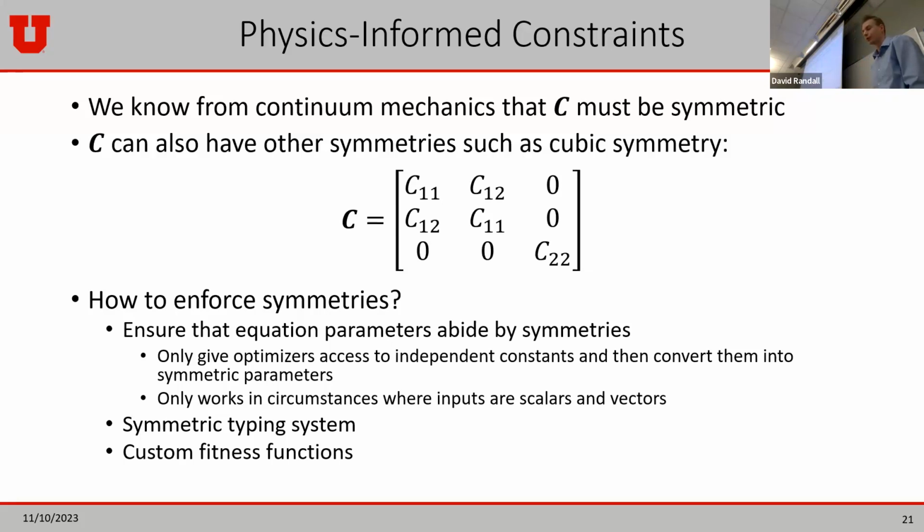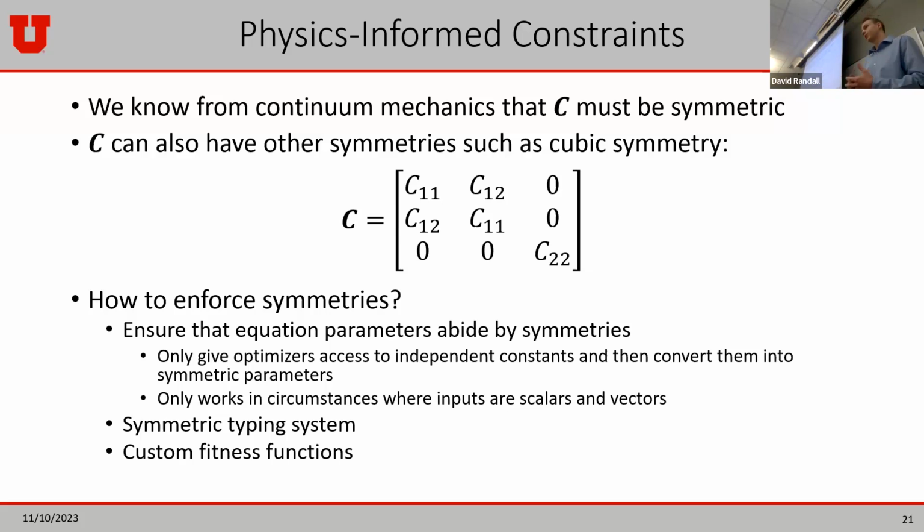The way we do this is that we only give optimizers access to the parameter values that it needs. For example, if we wanted to ensure that a parameter was symmetric about its main diagonal, we would only give access to the upper triangular portion of the parameter, and then before that equation was evaluated, we would convert that upper triangular matrix into a full symmetric matrix. We can do a similar thing with the cubic symmetry case here, where we only give an optimizer access to C11, C12, and C22. This works in the cases presented since we only have scalar and vector inputs.